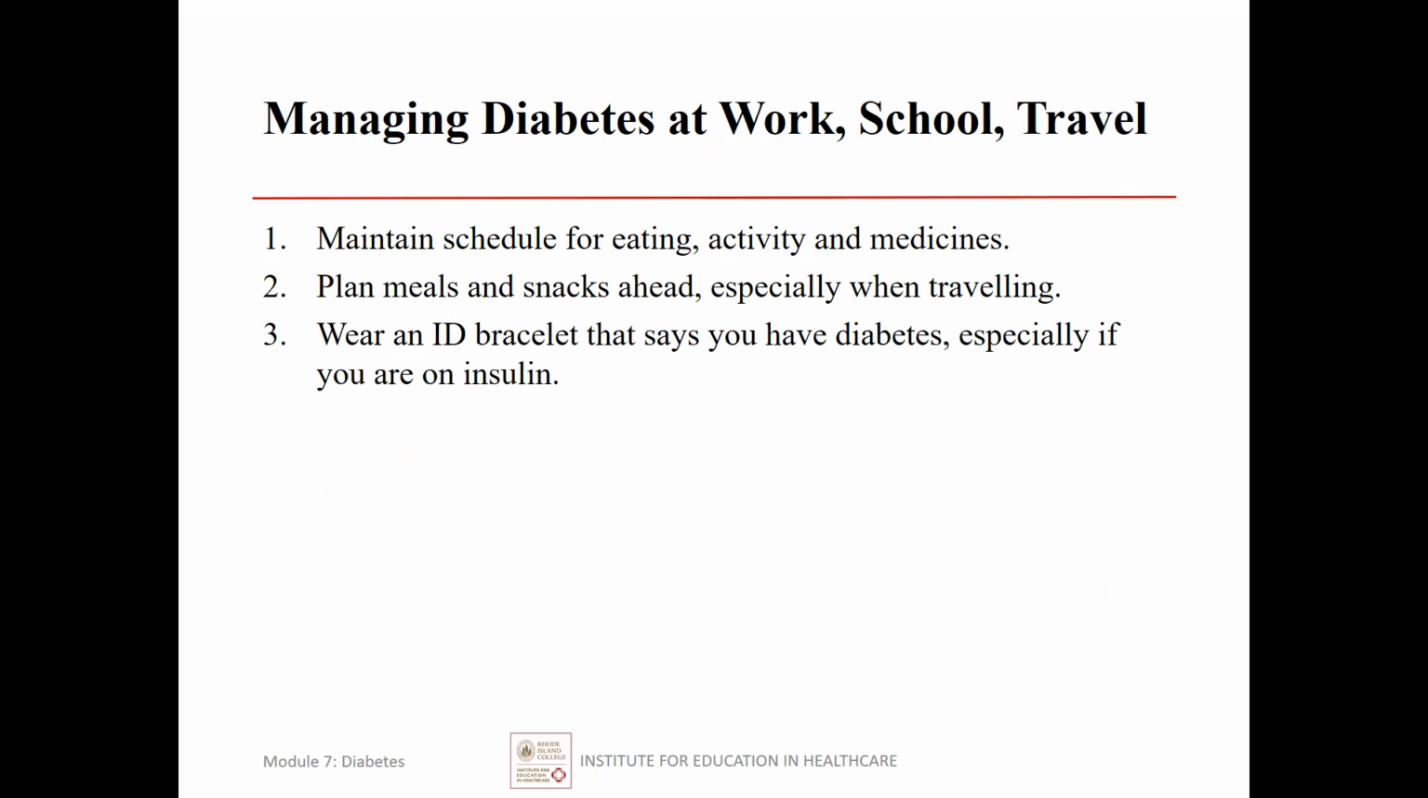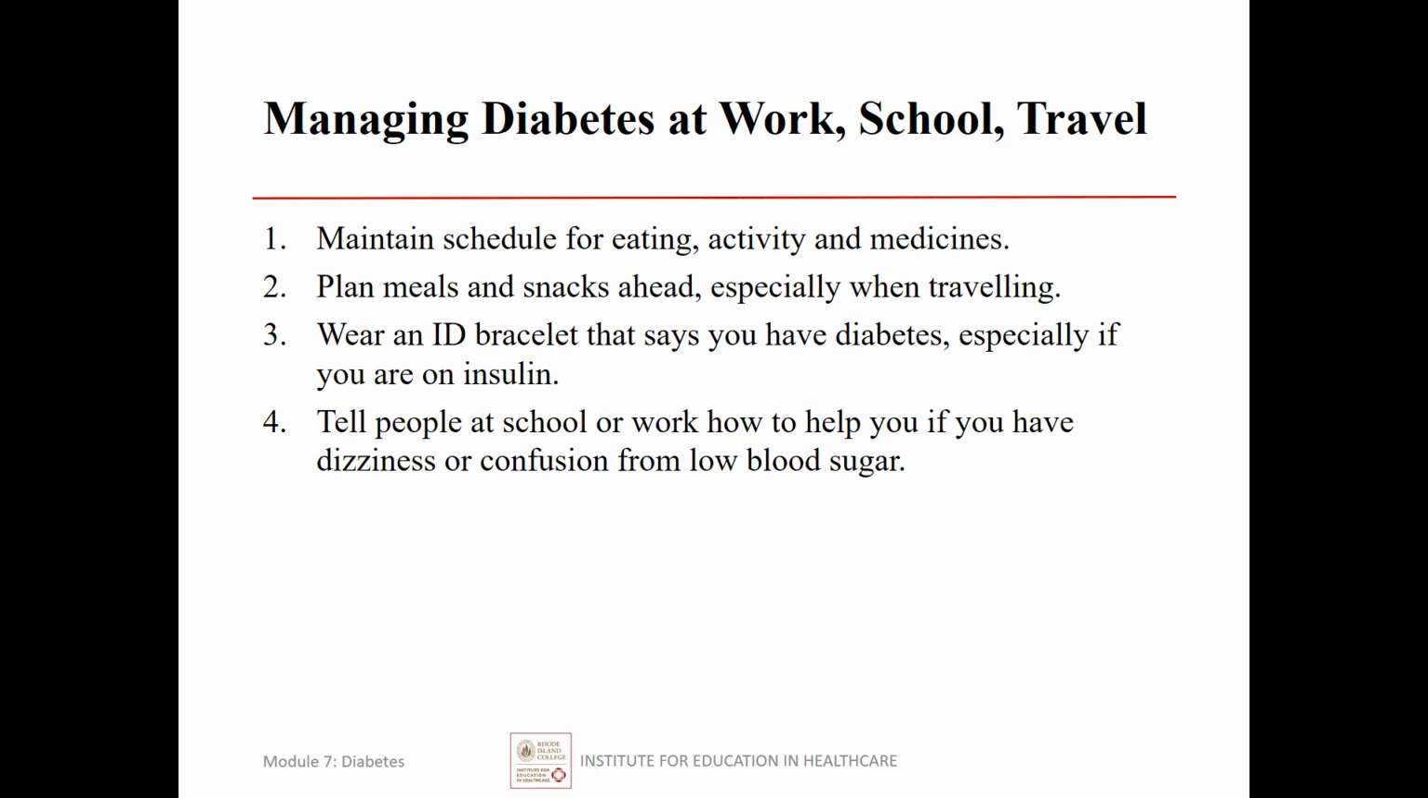They should really be wearing an ID bracelet on their arm that says that they have diabetes, and especially if they're on insulin, because if they were to pass out, and let's say the ambulance comes and they have no idea that the person is diabetic, they may not immediately think of doing blood sugar testing to see if that's why they're having a problem.